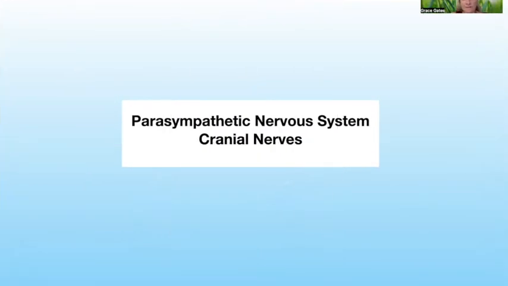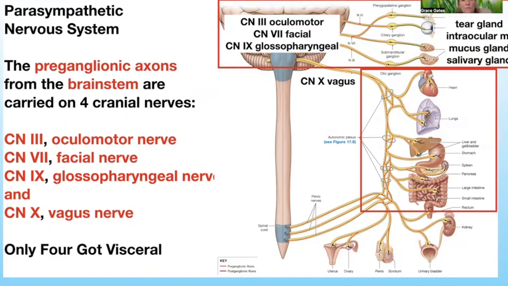Okay, the parasympathetic nervous system, we're going to break it down. First, we're going to talk about the cranial nerves. So the preganglionic axons from this brainstem are carried on 4 cranial nerves: cranial nerve 3, the oculomotor nerve; cranial nerve 7, the facial nerve; cranial nerve 9, the glossopharyngeal nerve; and cranial nerve 10, the vagus nerve. And I kind of like our mnemonic, only 4 got visceral.